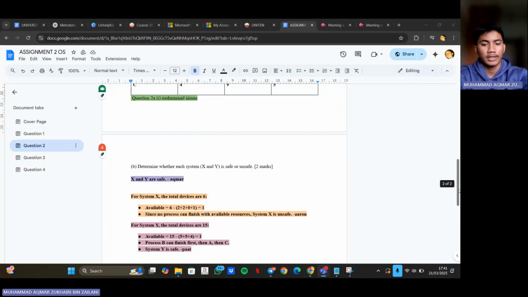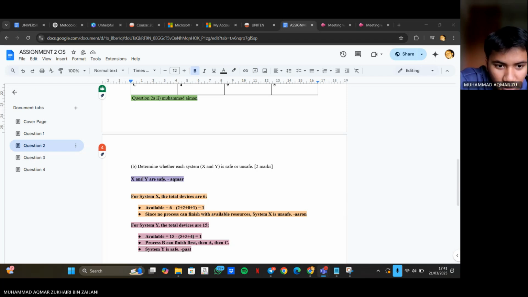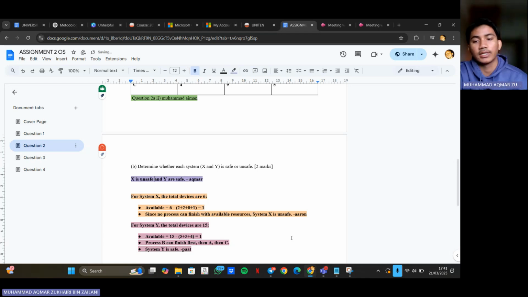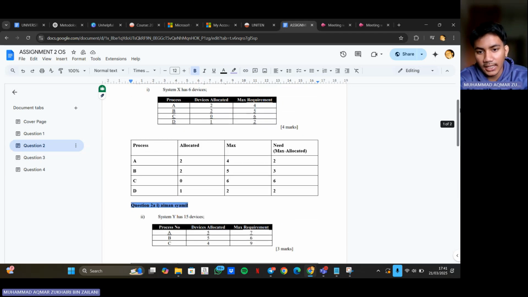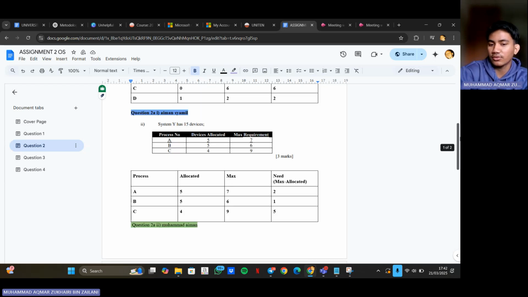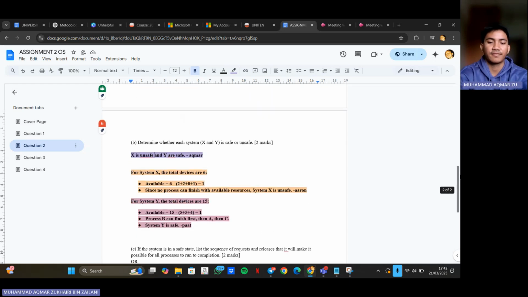So, as Aaron and Pat have explained, it's wrong here because X is unsafe. Because we can see for system X, we can find the available first. Aaron has found the available is 1. And we can compare all the need items, and all of X's needs are bigger than 1. So X is unsafe.